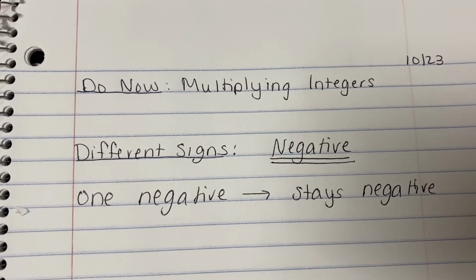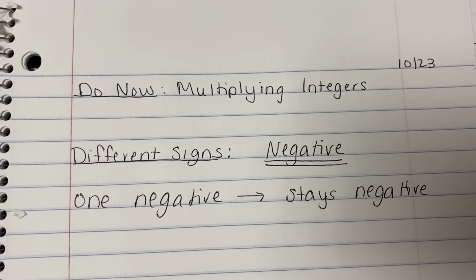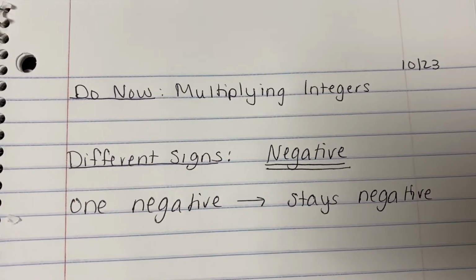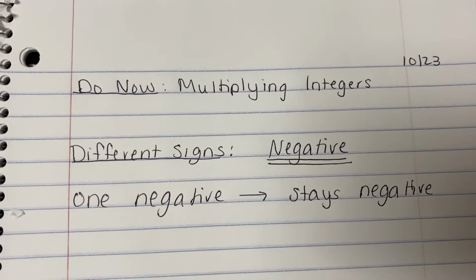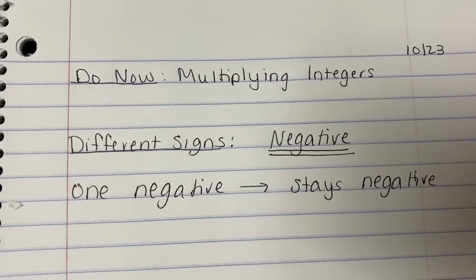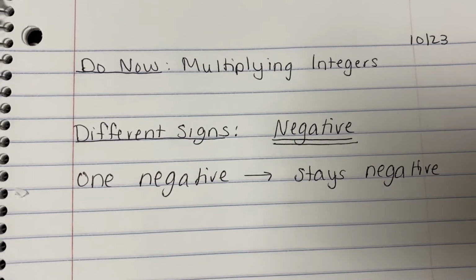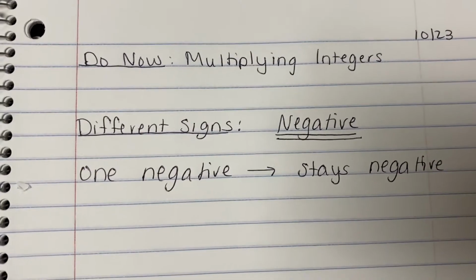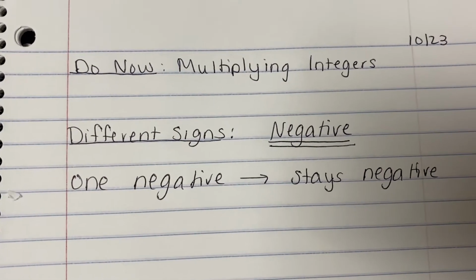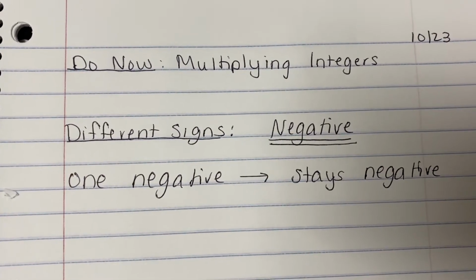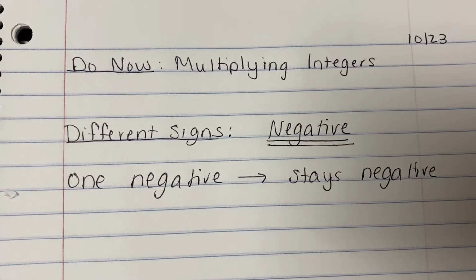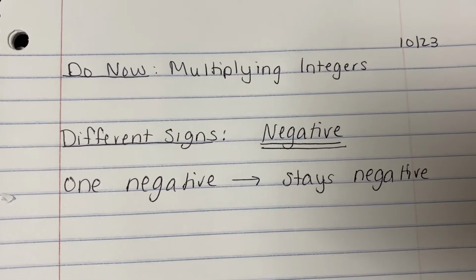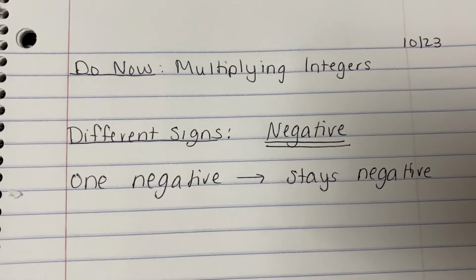So different signs is a negative. One negative stays negative. Okay, so copy that down. If you are taking the test in class, this is what you're copying into your notebook. You also have to do pages 79, 80 in the extra worksheet I gave out to you. Virtual students, your test should be handed in and you should be ready to do this lesson.